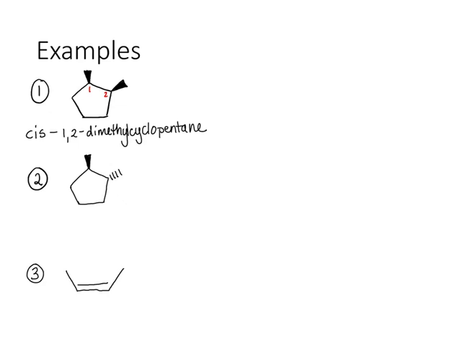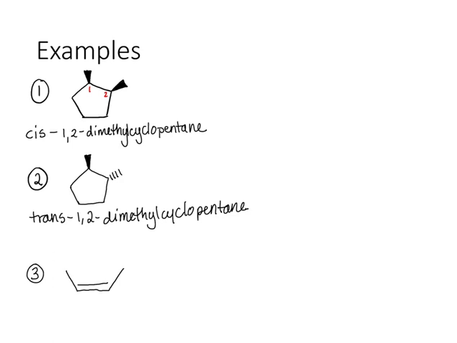Trans. So this one would be trans-1,2-dimethylcyclopentane. All right, so that's how we tell the difference between those two molecules. We use the terms cis and trans. All right, and then don't worry about naming our last molecule. We haven't learned how to name alkenes yet, but we will in the future, so don't worry.